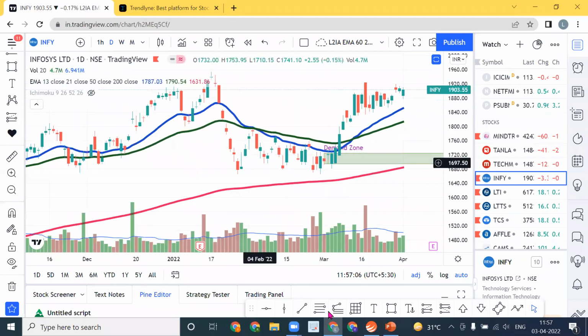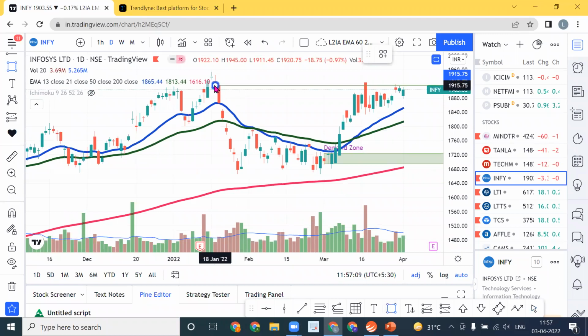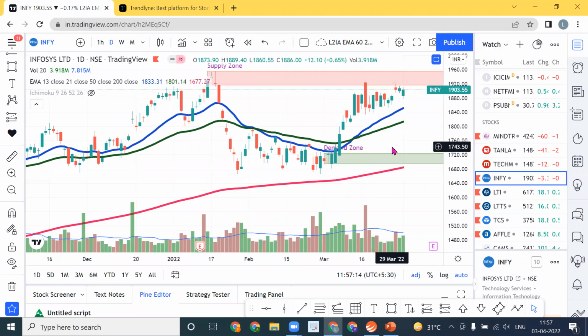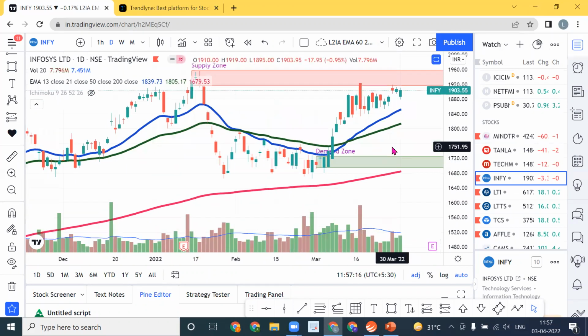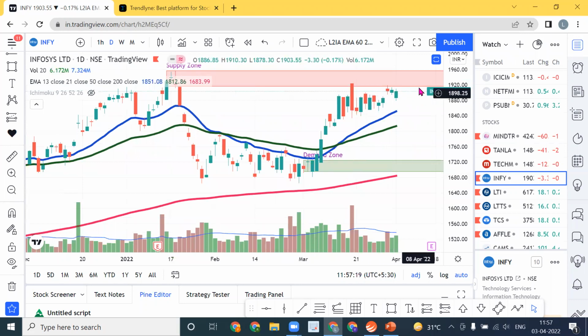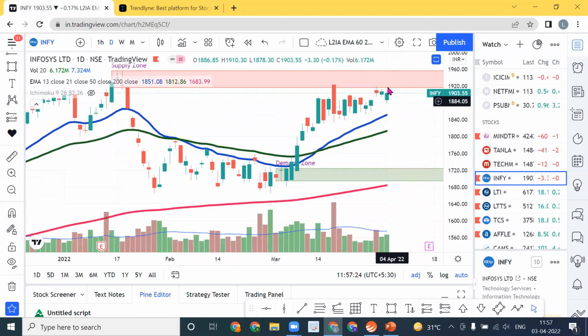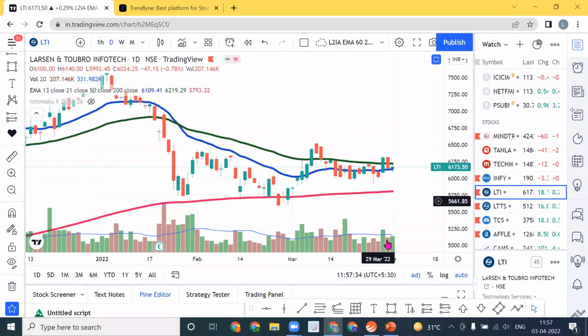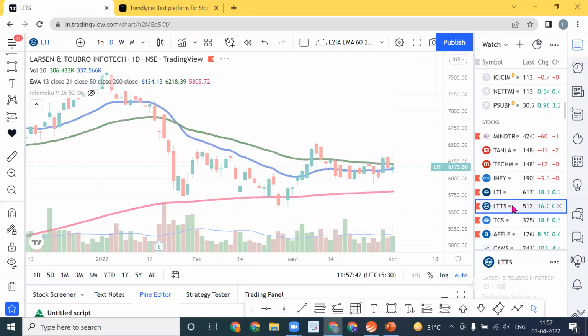And here is a supply zone. So Infosys is coming very near to the resistance levels of 1920 somewhere. So it will be getting difficult for Infosys to pass these levels. LTI, the volumes are good, but the moving averages are not showing so good. So I will skip this at present, not to buy.